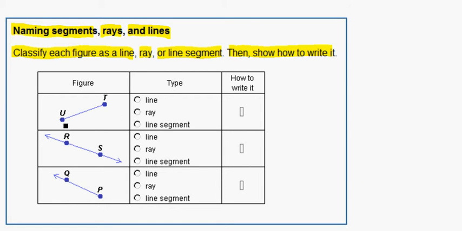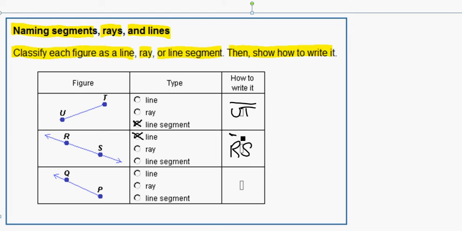In this one we have the endpoints U and T. So remember, that's our line segment, and we write it as UT with a straight line over the top. In the next figure, we have R and S with the endpoints going on forever. So remember, that's our line, and we write it as RS with arrows going in both directions.